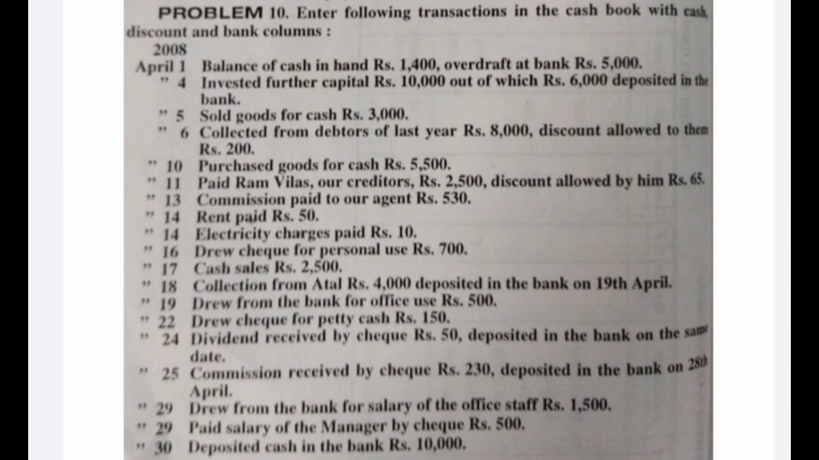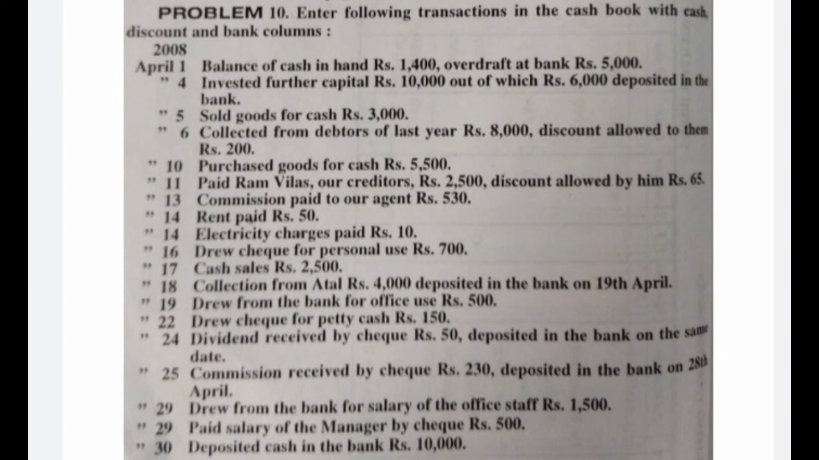Drew from the bank for office use rupees 500. So office use, so it is not drawings. So cash account debit to bank account rupees 500. It is a contra entry. So record cash, debit the cash column with rupees 500 and credit the bank column with rupees 500.